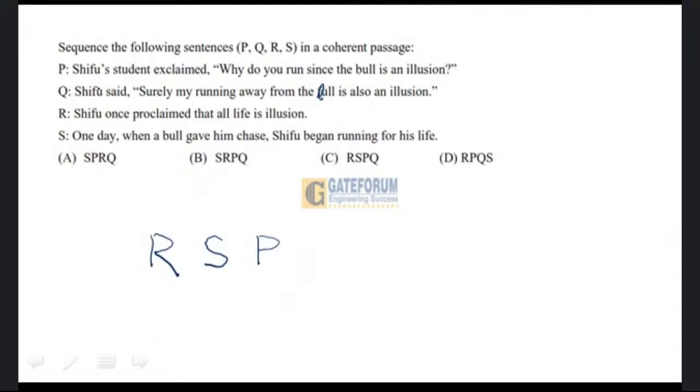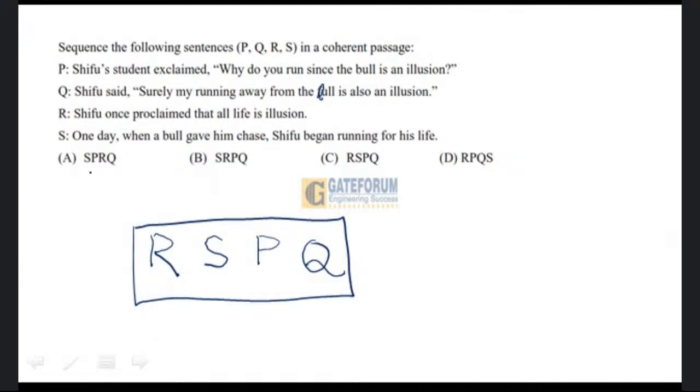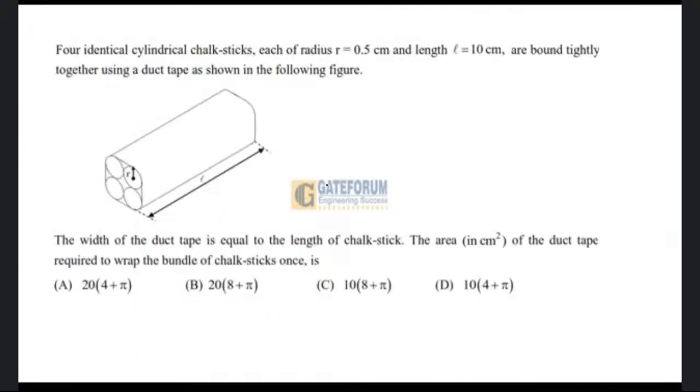And obviously in reply to this must be statement number Q. Shifu said, "Surely my running away from the bull is also an illusion." So then there is a very coherent meaning, and hence the correct option is RSPQ, which is option number C. Let's move on.